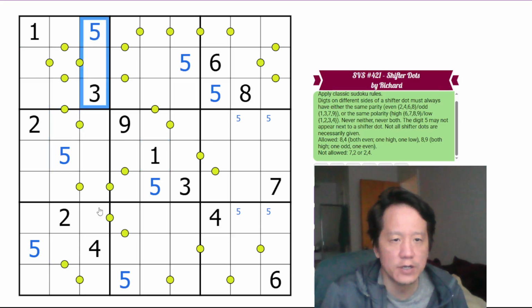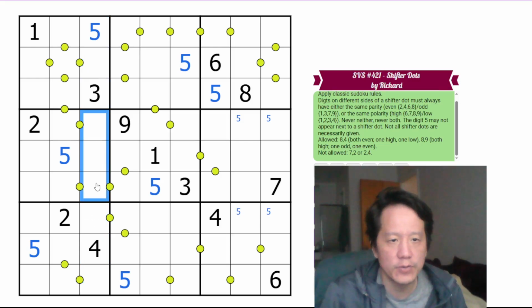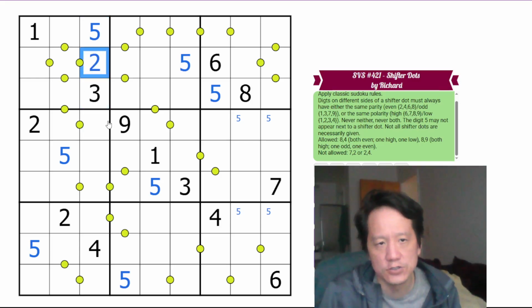Where is the 2 in column 3? Can't be here because of the 2 in the box. Can't be here. Can't be any of the filled in cells, so this is a 2.